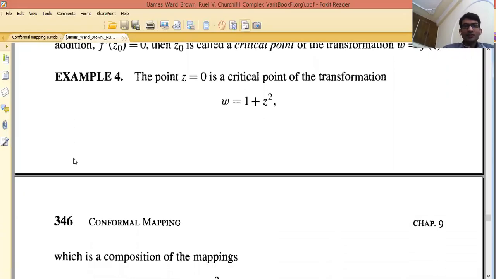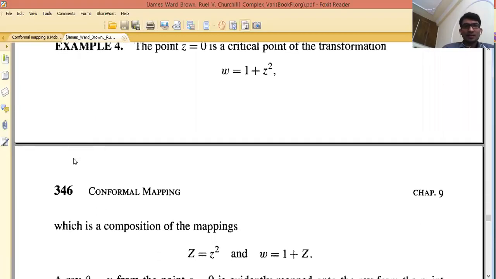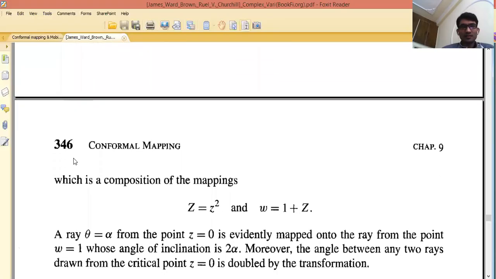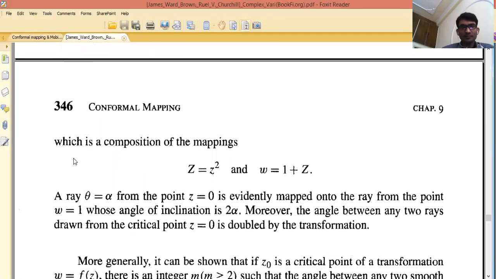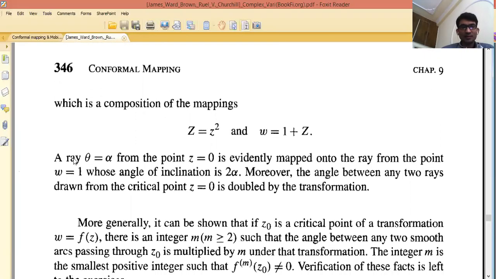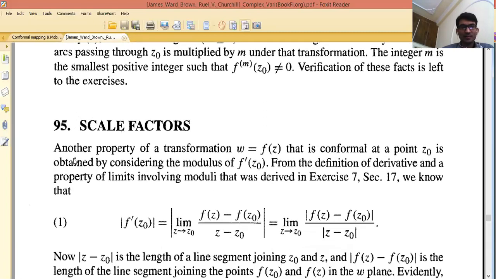Example number 4: the point z equals 0 is a critical point of the transformation w equals 1 plus z square, which is a composition of the mappings z square and 1 plus z. Moreover, the angle between any two rays drawn from the critical point is doubled by the transformation.